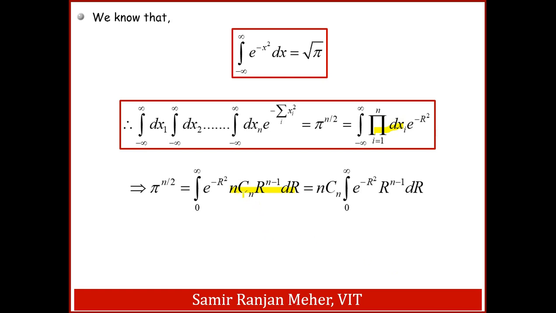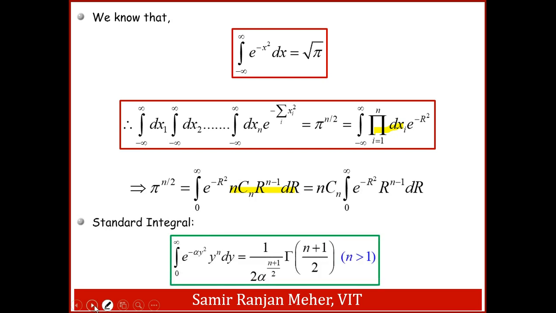So now it is time to further simplify the integral. n and Cn are constants, so they can be put outside the integration. r is going to vary from 0 to infinity, because r is the radius of the n dimensional sphere, while x varies from minus infinity to plus infinity. So this can be written as pi to the power n by 2 equal to n Cn integral from 0 to infinity of exponential minus r square r to the power n minus 1 into dr.